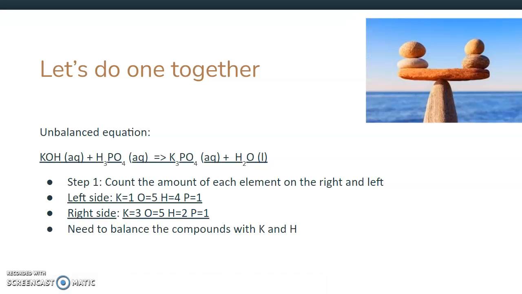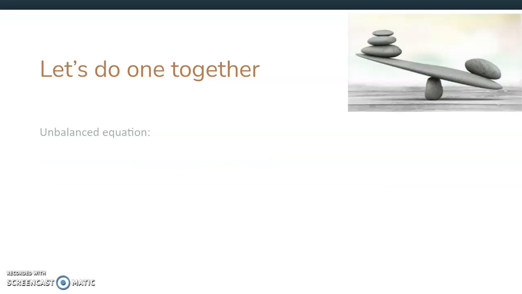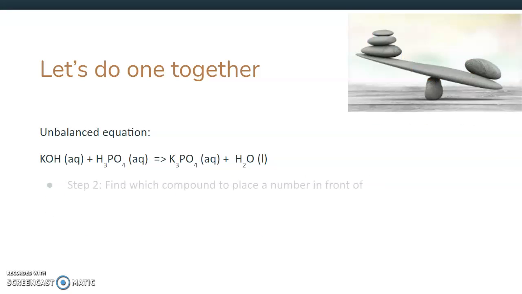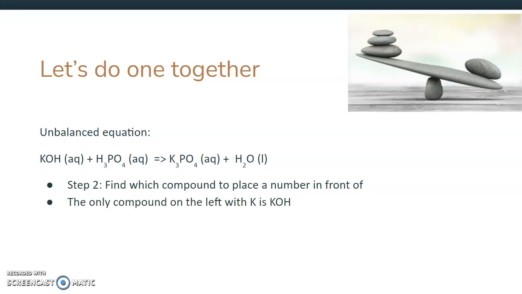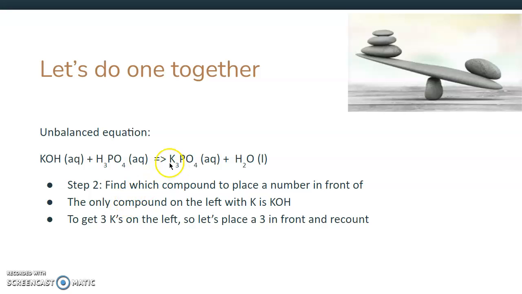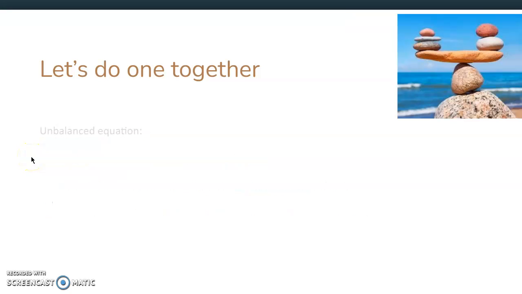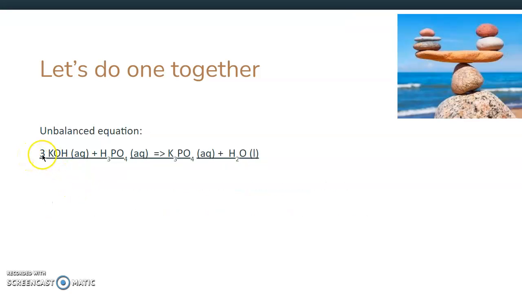So I would like to start by balancing our K's. If we have 3 K's on this side, but only 1 K on this side, and we can only put a large number in front of each compound, let's try putting a 3 in front of this 3KOH and see how that changes our numbers. So let's recount. So now I put a 3. It's the same equation, but I put a 3 here.